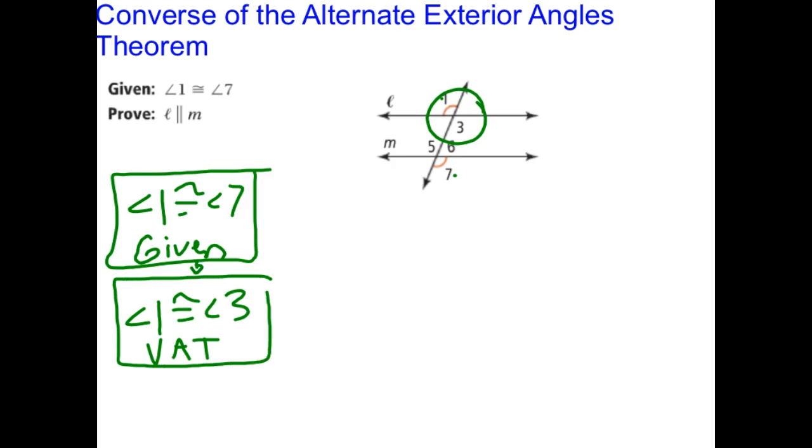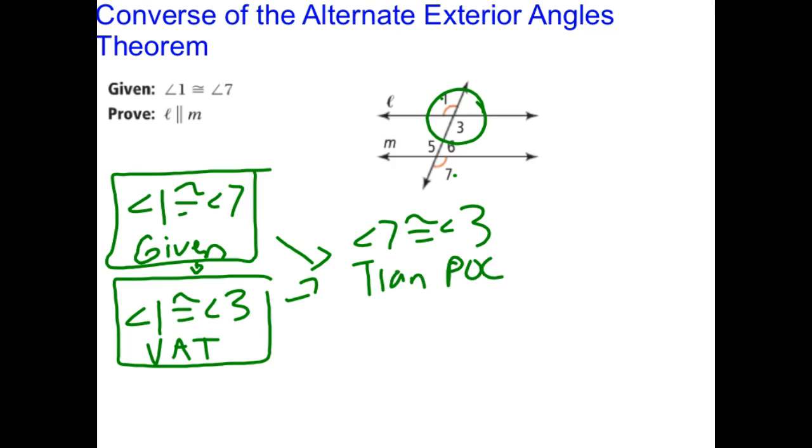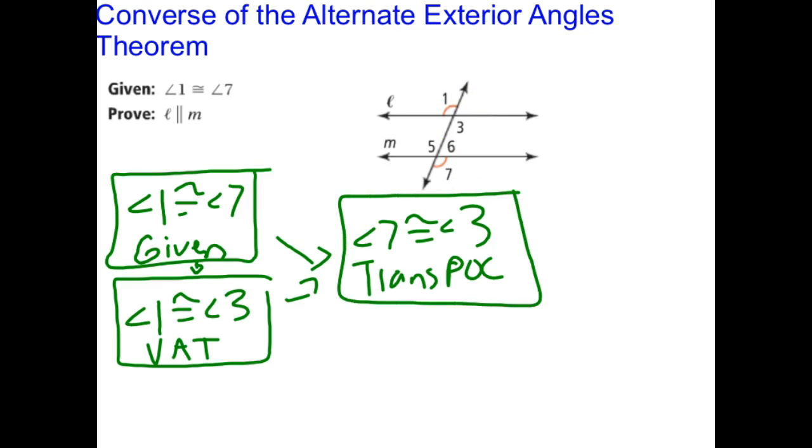Well, then I notice I repeated the 1. If I repeat the 1, then maybe I should connect the 7 and the 3. Same way we did before, transitive property. And then I think about the 7 and the 3, and I go, oh, 7 and 3 are corresponding. My converse of corresponding says if they're congruent, which they are, I just said that, the lines are parallel. So I go, oh, L is parallel to M, by the converse of the corresponding angles postulate.